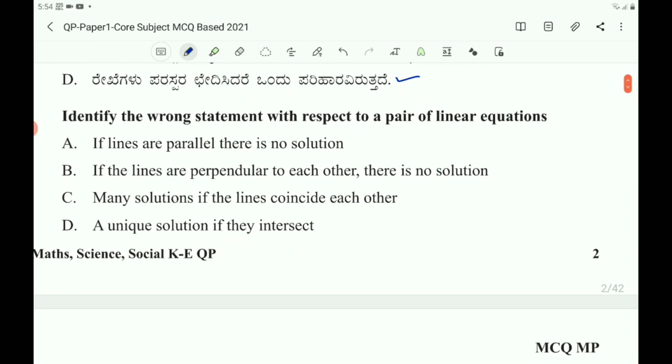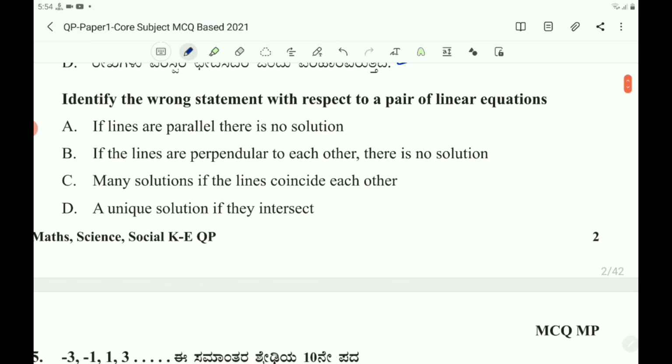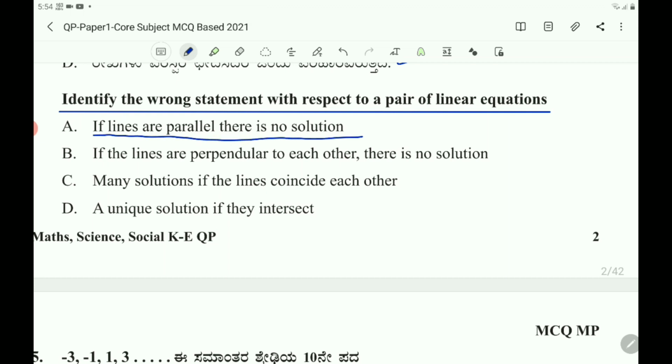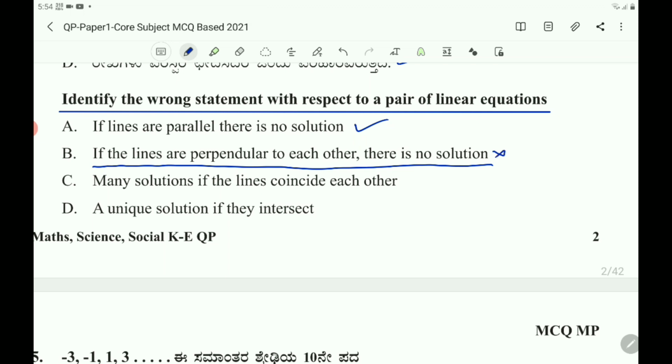Same question in English medium. Identify the wrong statement with respect to a pair of linear equations. Here the first one is, if lines are parallel there is no solution. Yes, it is correct. If lines are perpendicular to each other there is no solution. It is a wrong statement, because if the lines are perpendicular to each other, they become intersecting lines. They have a solution, one solution.